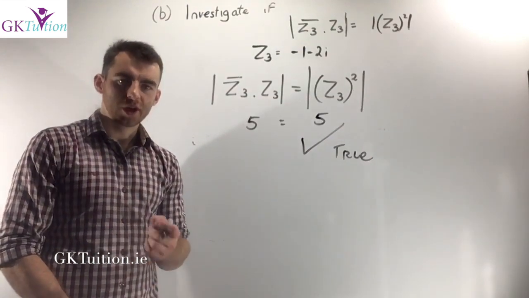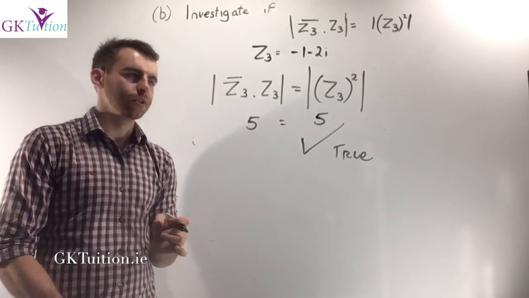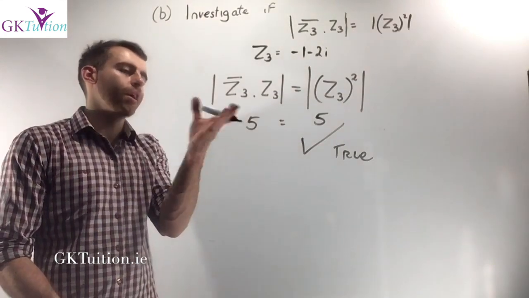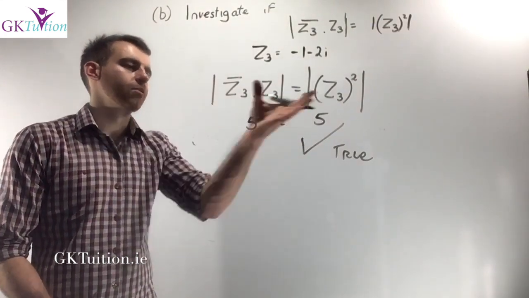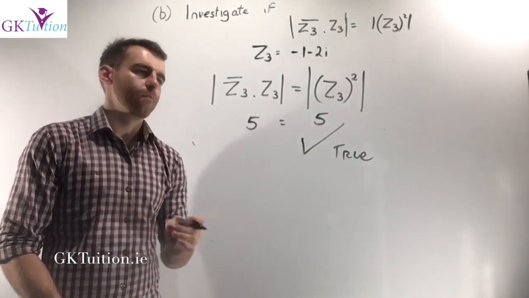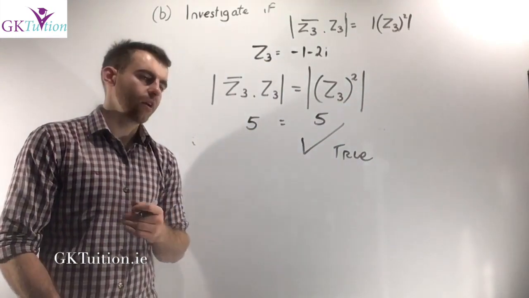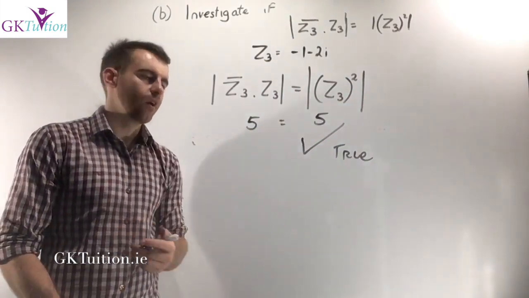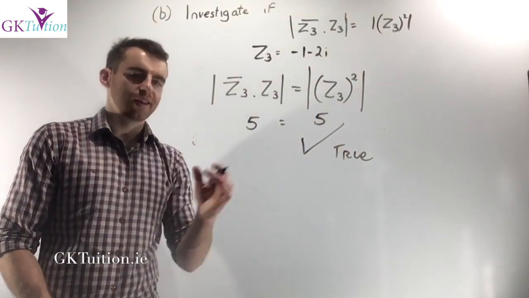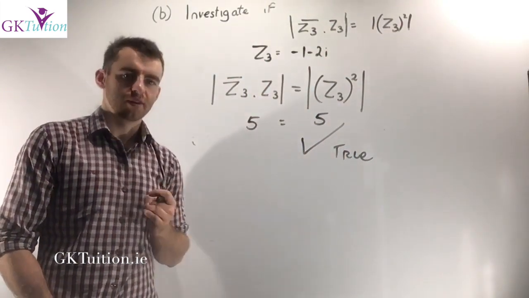In order to ensure you get the full marks here, you need to finish off with a solid conclusion. So I would finish off by saying, I had to investigate if this was equal to this. I've worked out the left-hand side fully, it worked out as 5. I've worked out the right-hand side fully, it also worked out as 5. Clearly 5 is equal to 5, so I can put a tick beside it and say that it's true. I've managed to prove that the left-hand side was equal to the right-hand side.